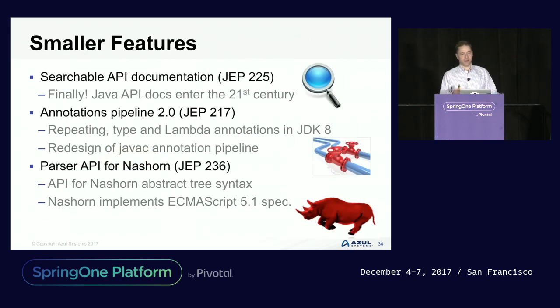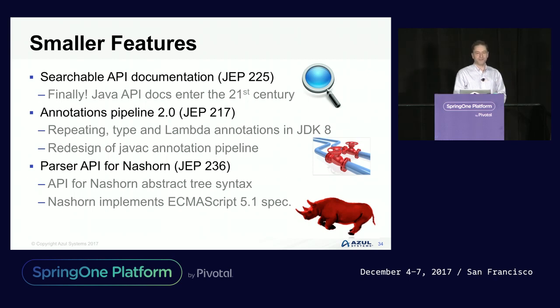Smaller features. Okay, so my favorite feature of JDK 9 is the fact that we finally have searchable API documentation. Now, I know some people have pointed out to me that, yes, browsers do have a search facility, so you can do searching from a browser. But it is actually nicer to have a little search box because it gives you more information. If you start searching on something, it'll tell you what classes are available that match that, what methods are available that match that, and so on.